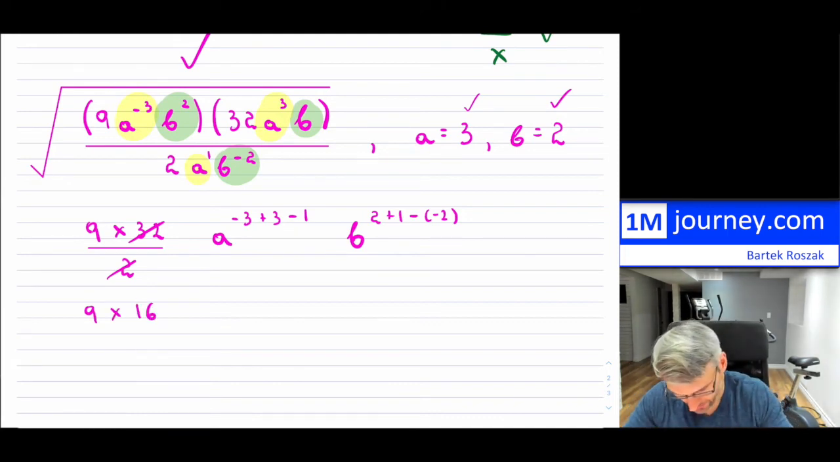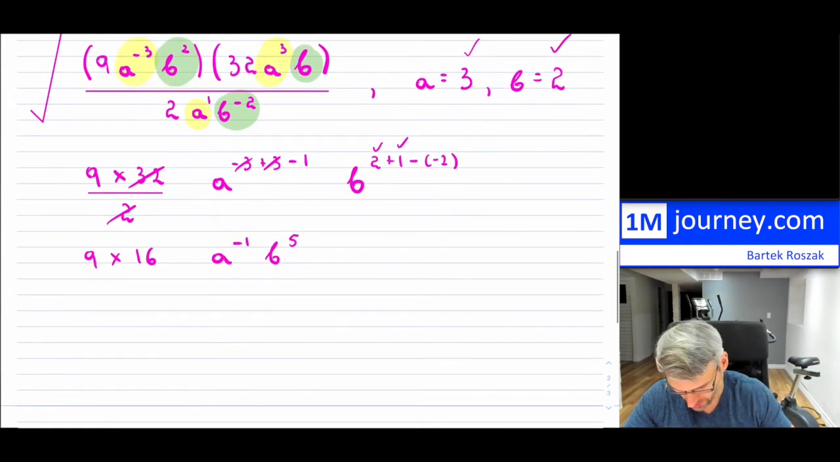So that's going to be 9 times 16, I guess. So that's that. Then for the A, well, that's 0, so this is negative 1. And then for the B, I'm going to get 2 plus 3, so it's going to turn into plus 2. So that's B to the 5. All right, so this is what I have.